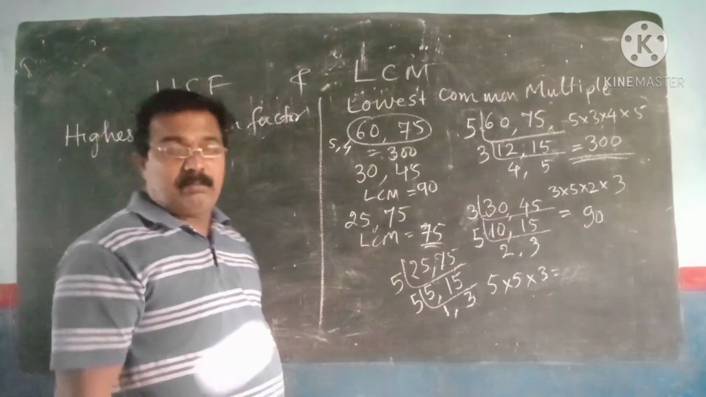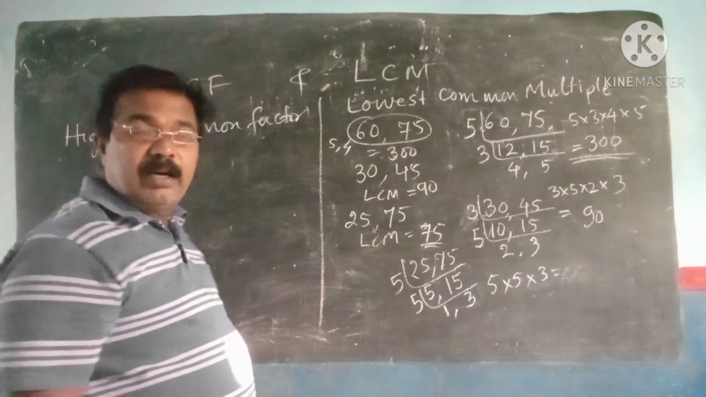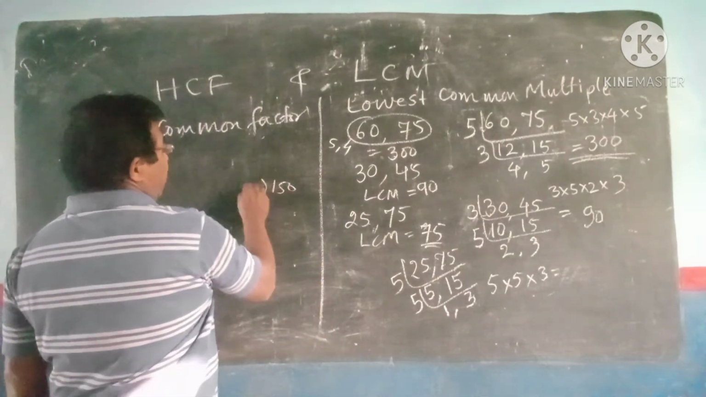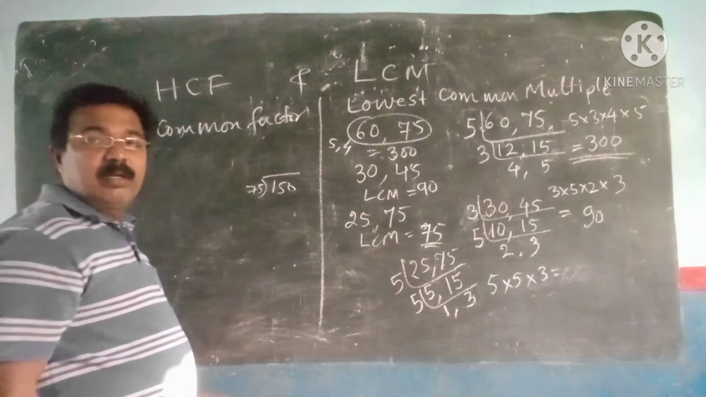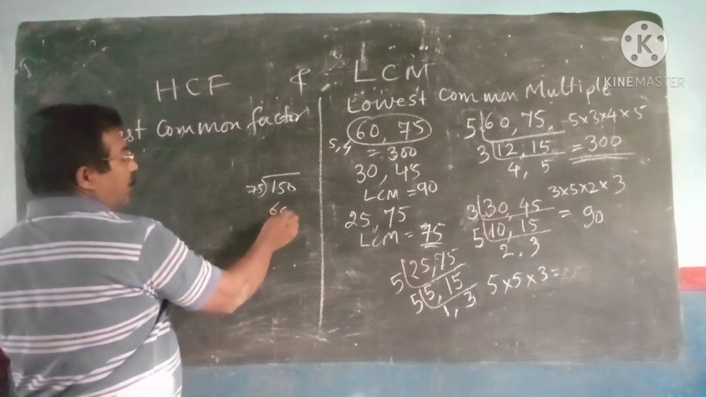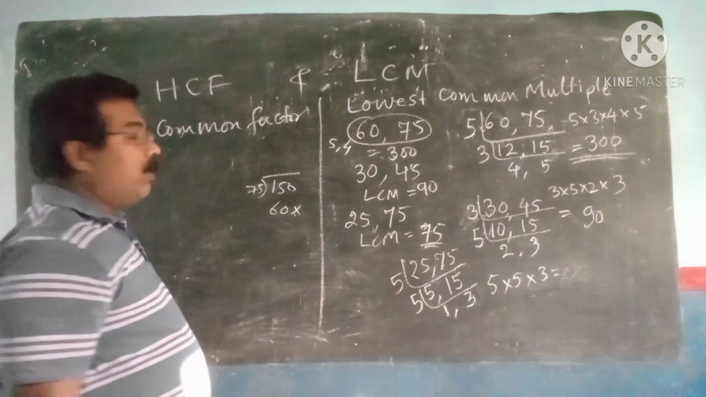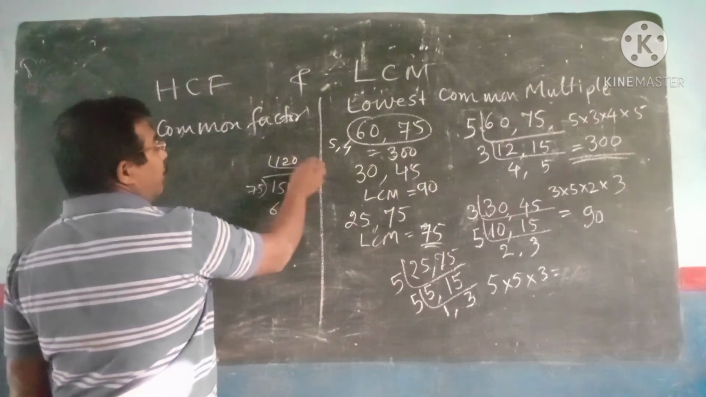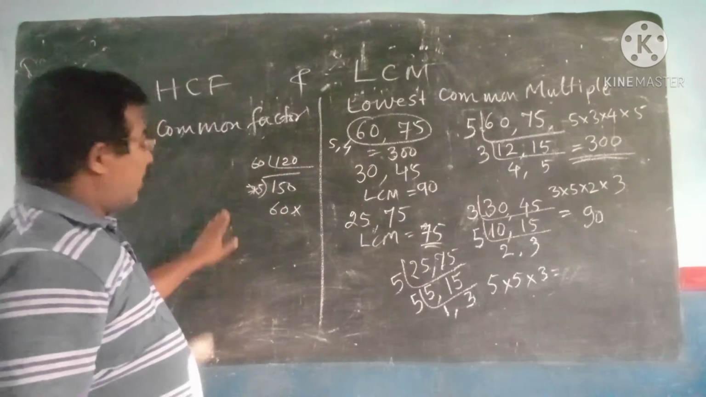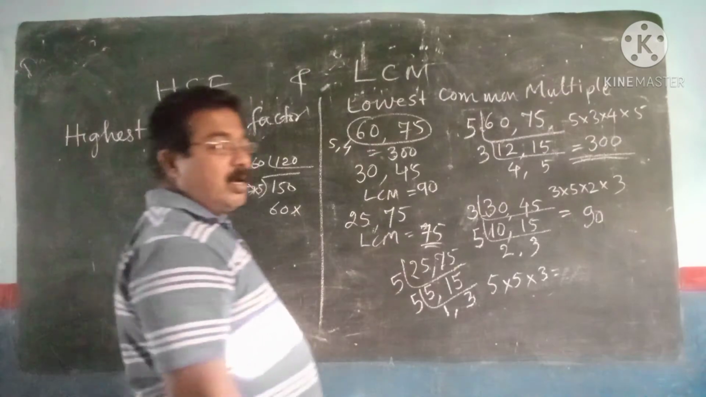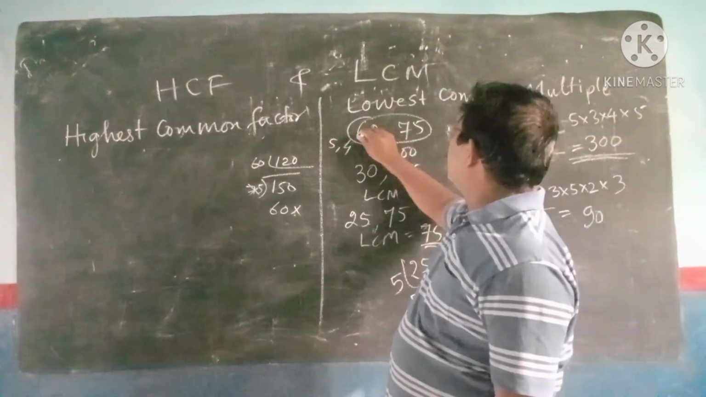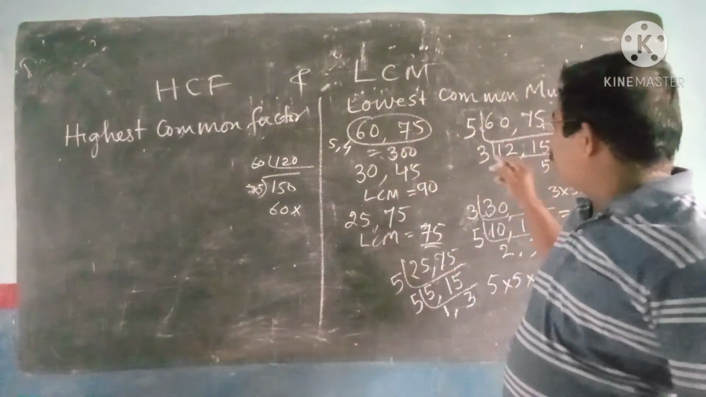Let us take any number, say 150, for example. 150 is a multiple of 75, but it is not a multiple of 60. Take 120. It is a multiple of 60, but not a multiple of 75. So it is not a common multiple, and we cannot say it is the LCM. The LCM of 60 and 75 is 300.